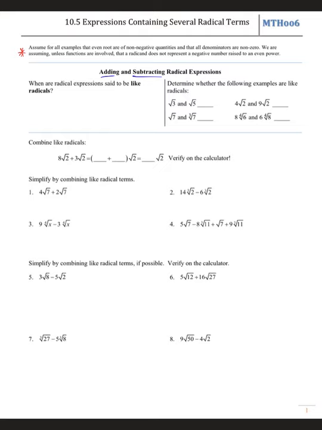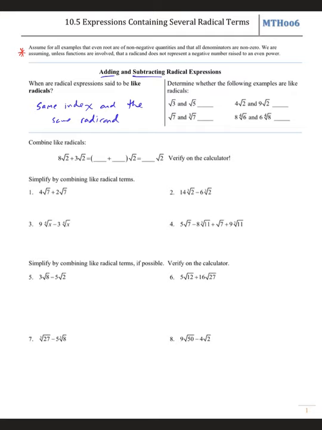The first thing here: when are radical expressions said to be like radicals? They are considered to be like radicals if they have exactly the same index and radicand. So it has to be the same index and the same radicand, meaning the number underneath the radical and the index have to be the same. So determine whether the following examples are like radicals.